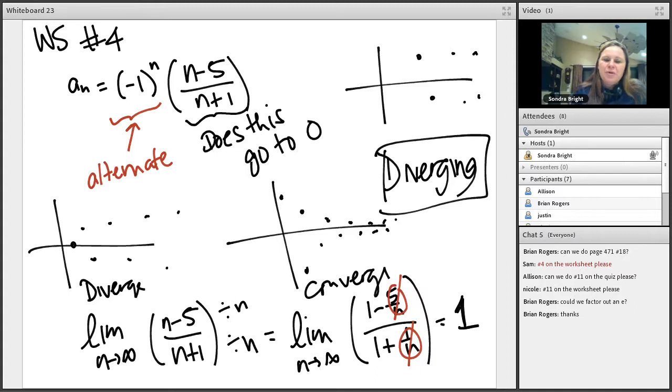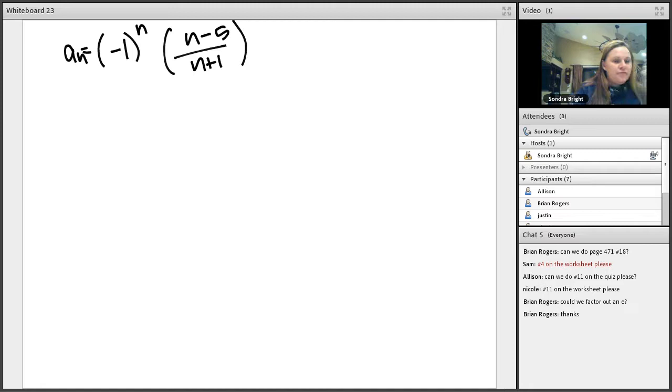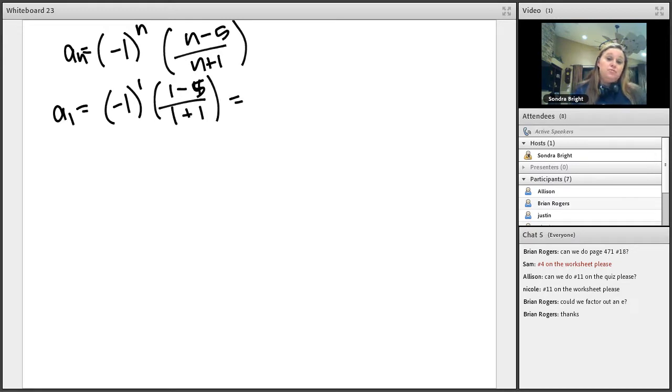Another way to say it, maybe it'll be helpful to start expanding these out. This sequence, I'm going to go to a different page. Maybe this is really how I should have started it, listing out the terms of the sequence just to get an idea of what's happening. So the first term, A1, would be (-1) to the power of 1 times 1 minus 5 over 1. Okay, I was way off on my estimation.